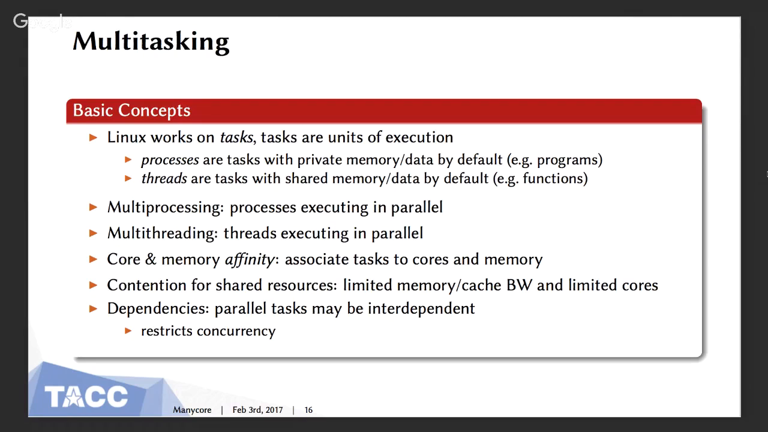Now, threads are just tasks that have shared memory or data by default. So if you've ever done threading with OpenMP or some of the other tools like pthreads that are provided by the operating system, these tend to happen at the function level. If you have multiple threads running, they can affect each other's data. One thread can change the value of a variable out from underneath another because they both are pointing to and seeing that same variable. So you have to do things to make sure that your code is still running correctly, even when you're multi-threading. So multiprocessing is just processes executing in parallel, and multi-threading is just threads executing in parallel.